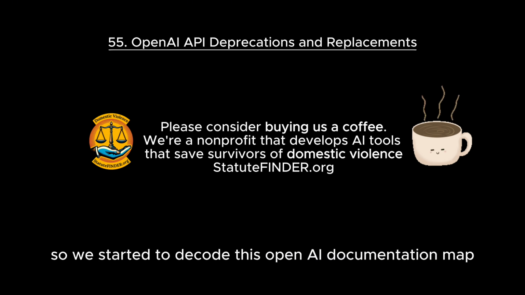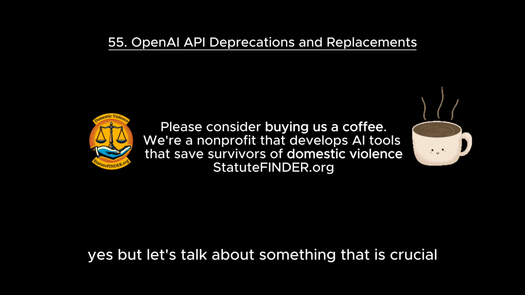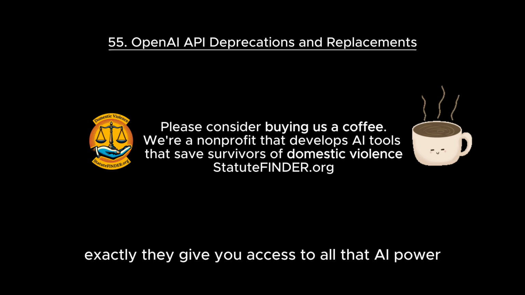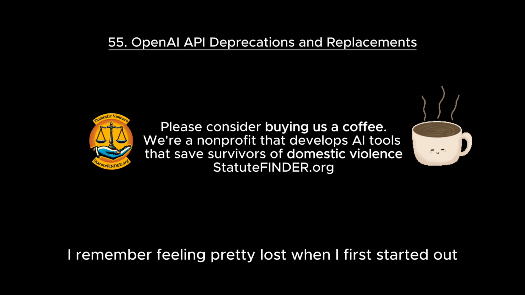Perfect. Okay, so we started to decode this OpenAI documentation map, and we're getting a feel for the landscape. But let's talk about something that is crucial for actually using the API, those mysterious API keys. Ah, yes, the keys to the kingdom. Exactly. They give you access to all that AI power. But where do you even find these keys? And what do you do with them? I remember feeling pretty lost when I first started out.